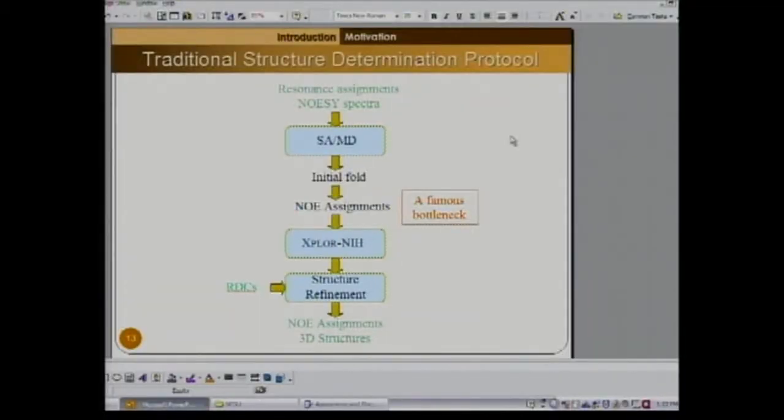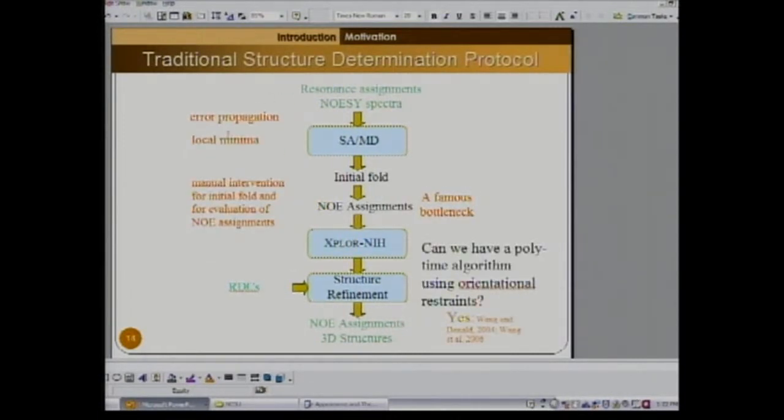And that's where I'm going with all of this, is that many computational labs wanted to sidetrack this entire protocol of structure determination. I will just repeat myself: from resonance assignments and NOE, using simulated annealing and molecular dynamics techniques, the initial fold is obtained, but there's error propagation, local minima, manual intervention problems, which all result in ambiguous NOE assignments. And the structure determination from the NOE table is an NP-hard problem.